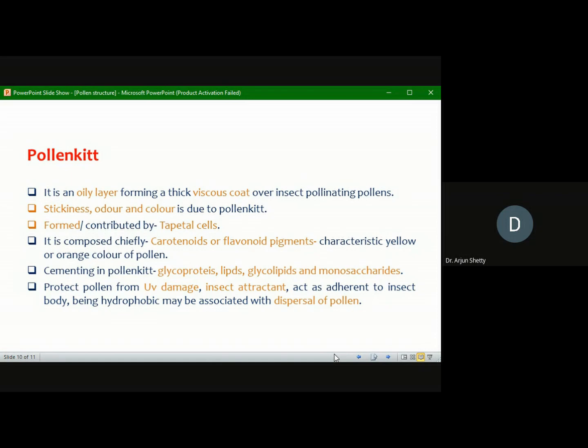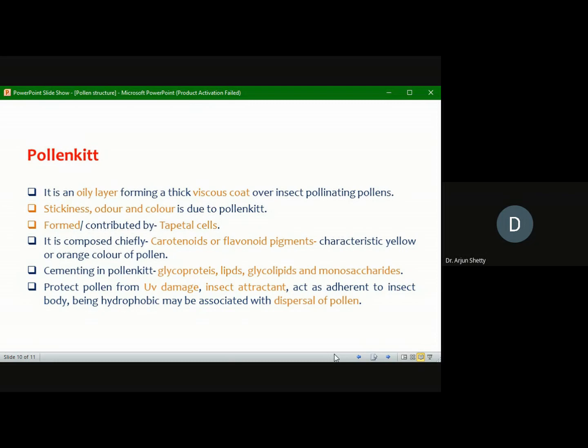The oily layer forms a thick viscous component on the pollen grain, and insect-pollinated pollen grains contain the pollen kit. The accumulation of pollen kit is more on pollen grains which are usually pollinated by insects. You may ask why such a composition is seen on the pollen grain. Because the insect has to get attracted, and the pollen has to get attached to the surface of the insect's body.